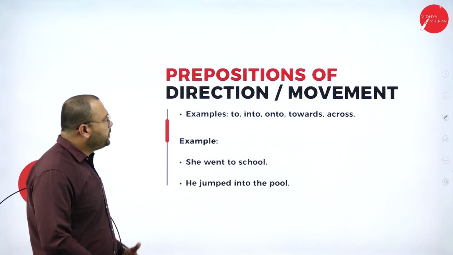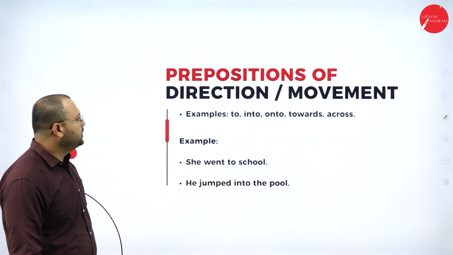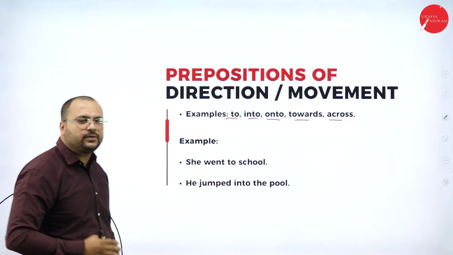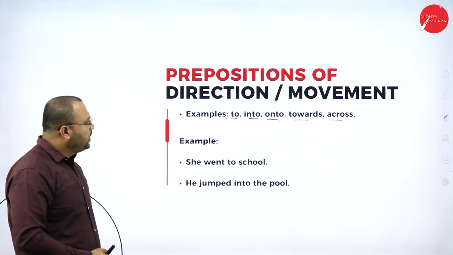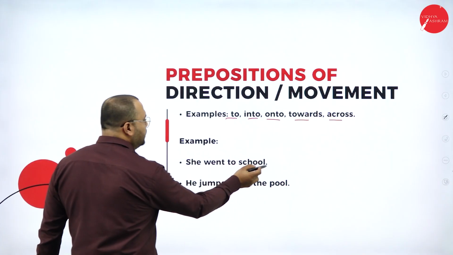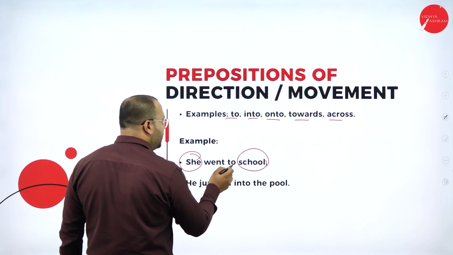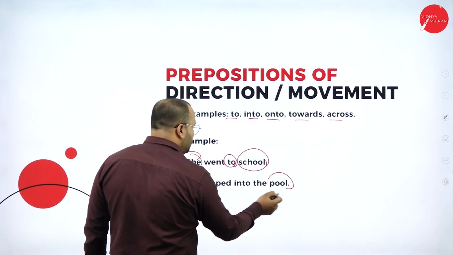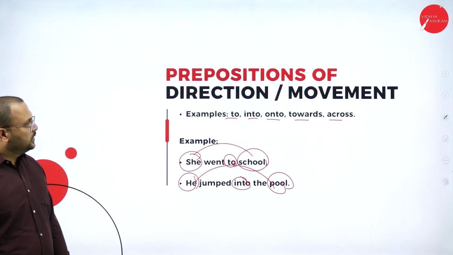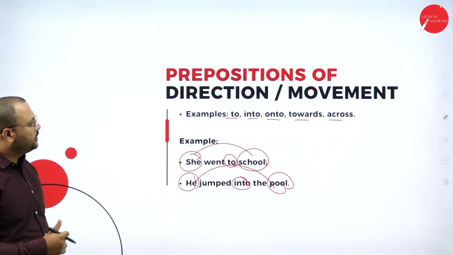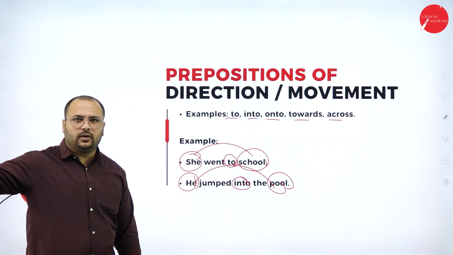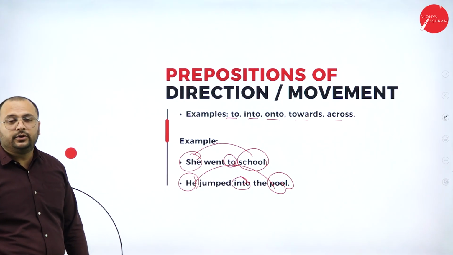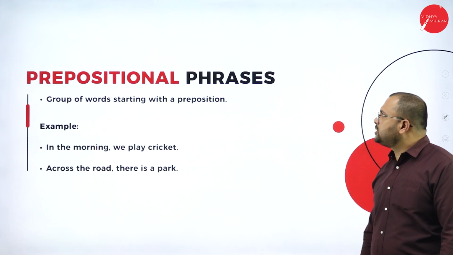Now, prepositions of direction or movement. Examples: to, into, onto, towards, across. So these are the prepositions which talk about directions in general. Example, she went to school. School and she, two nouns, and to is the connecting word. He jumped into the pool. He, pool, into is connecting these two. He is walking towards the goal. Walking, which direction? Towards the goal. They navigated to the South Pole. To is the direction.